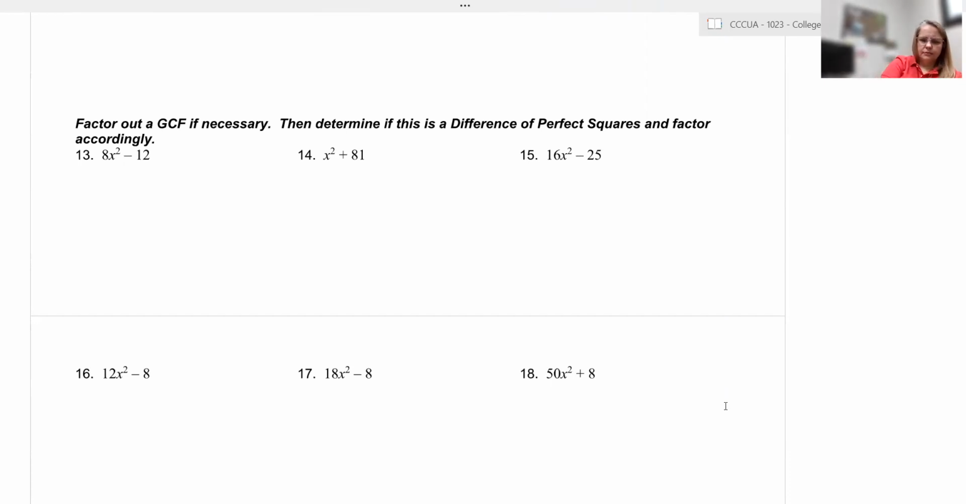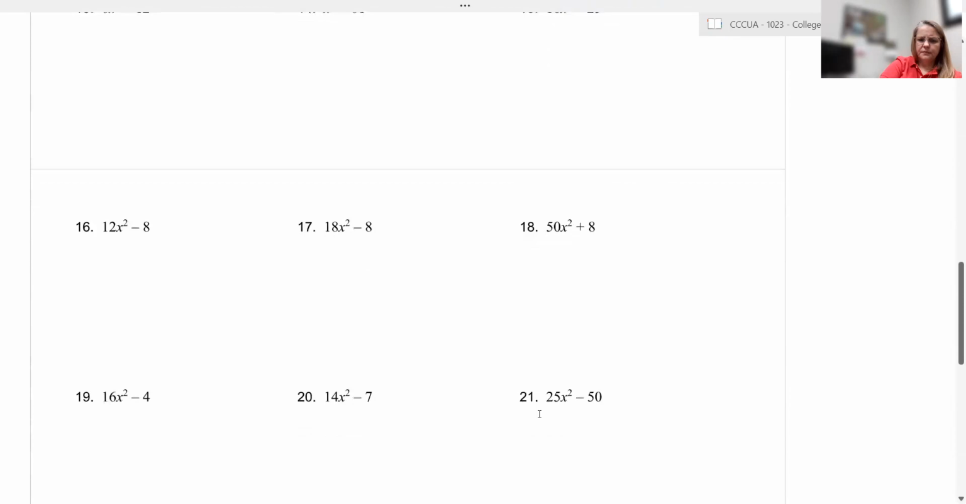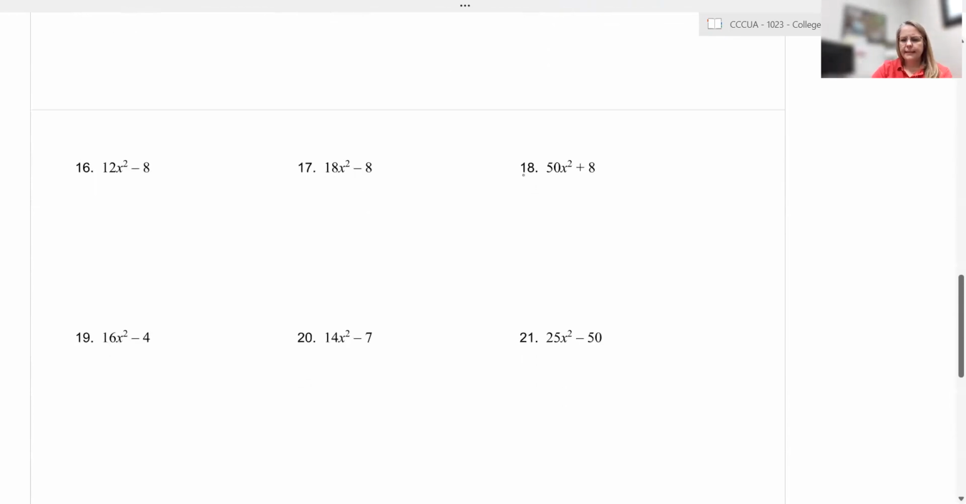Alrighty, moving right along to another example. Looking at number 18, I want to see if I can factor this. So I don't have perfect squares, and I definitely don't have a minus. So I know that I'm not going to be able to use my difference of squares, but always be looking for that greatest common factor. And here I've got 50 and 8. I know at least 2 is a common factor, and so I'm going to start out with that.